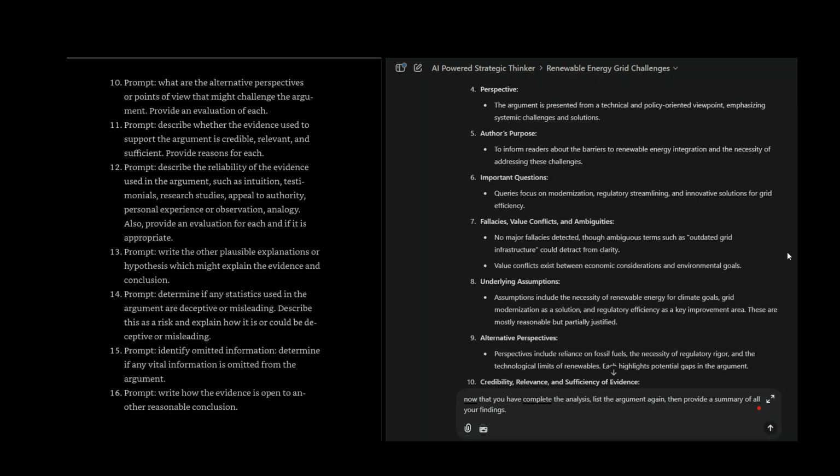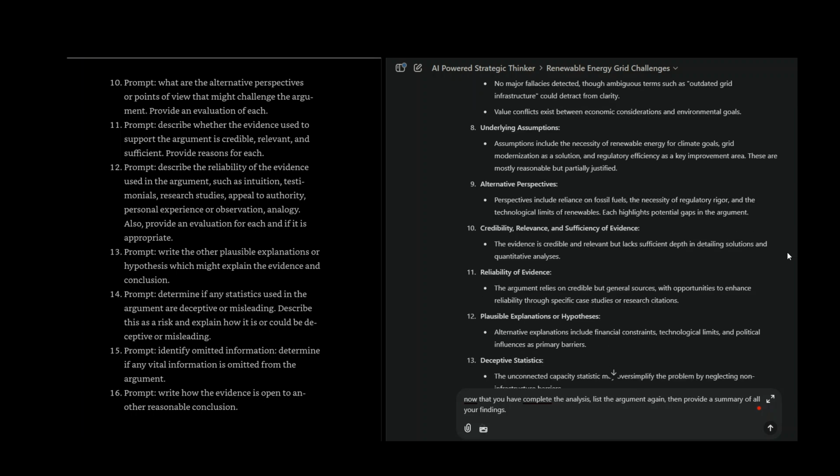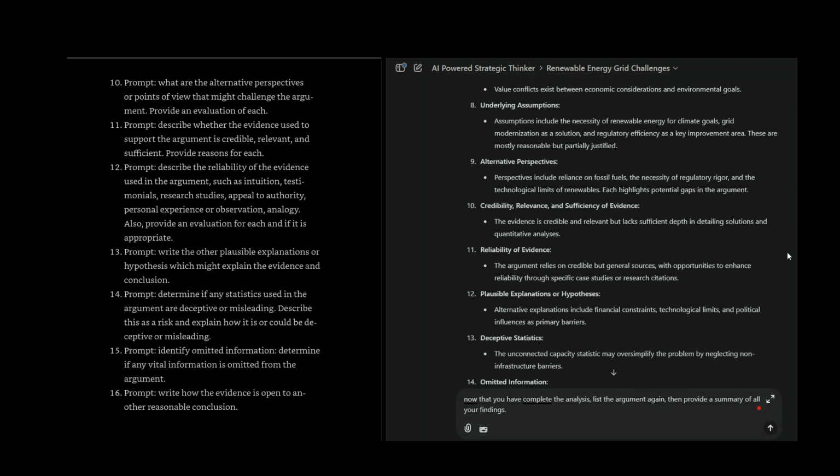7. Fallacies, value conflicts, and ambiguities. No major fallacies detected, though ambiguous terms such as outdated grid infrastructure could detract from clarity. Value conflicts exist between economic considerations and environmental goals. 8. Underlying assumptions. Assumptions include the necessity of renewable energy for climate goals, grid modernization as a solution, and regulatory efficiency as a key improvement area. These are mostly reasonable but partially justified. 9. Alternative perspectives. Perspectives include reliance on fossil fuels, the necessity of regulatory rigor, and the technological limits of renewables. Each highlights potential gaps in the argument.